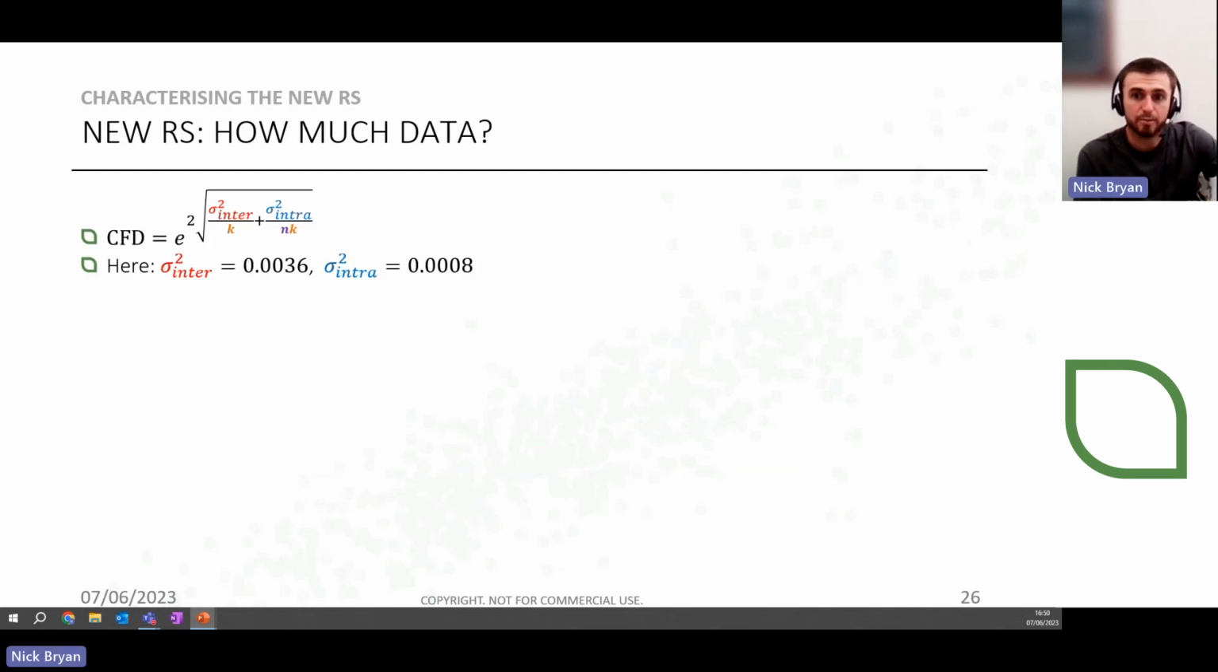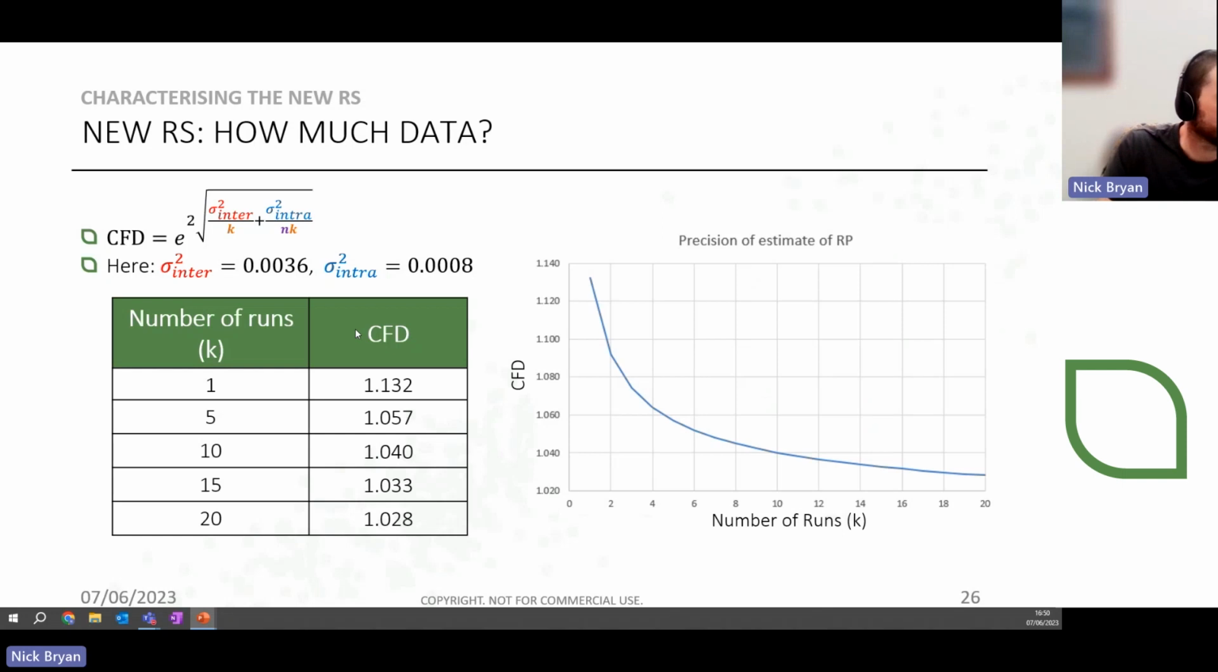So how does this affect our precision? Assuming that we have these 3 plates per run, we're going to look at how the precision is impacted by the number of runs. So we pop these numbers into the equations, and what we see is as we increase the number of runs from 1 all the way up to, in this case, 20, there's no reason that it has to be 20. This is purely just to exemplify the rate of change of the precision.